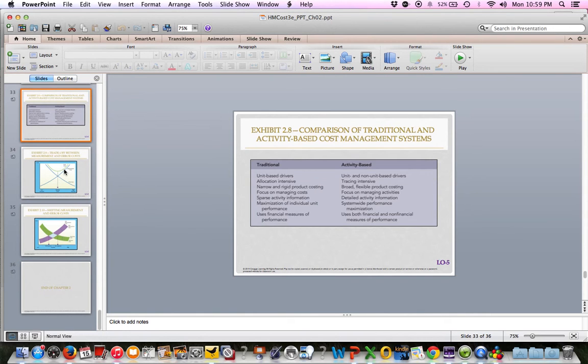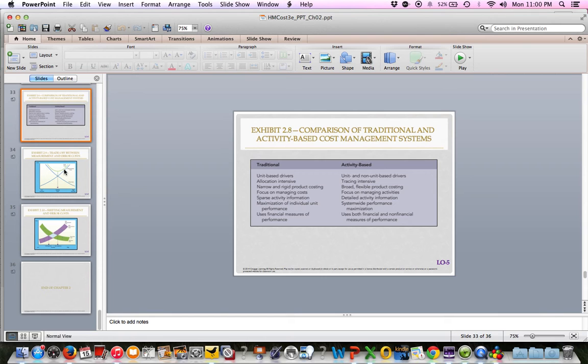So, traditional versus activity-based. We've got a whole chapter on activity-based costing that will come up in the future, and another chapter that will focus more on traditional. So this is just the big picture here, and we'll get into more of the specifics later on. Traditional focuses on what they call a unit-based driver. It's very allocation intensive, very narrow and rigid in terms of product costing, and focused on managing cost. It's really more useful for measuring financial performance. It has to actually be used. GAAP accounting says you have to use traditional.